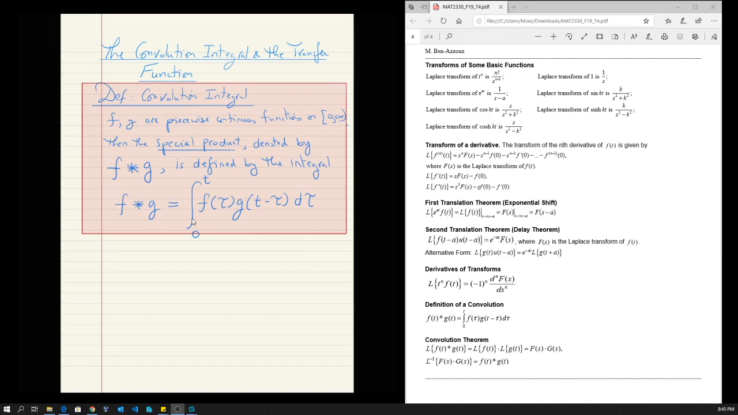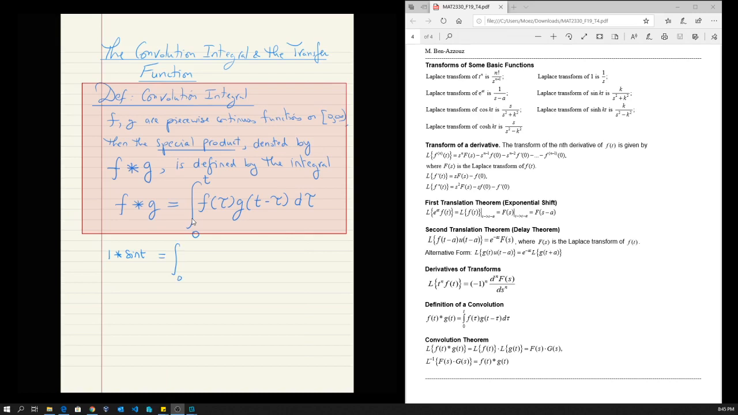Okay, now let's find the convolution of two functions. So let's pick two functions, and to keep it simple, we'll start with two simple functions. What if I'm going to take a convolution of, say, 1 with sine t.